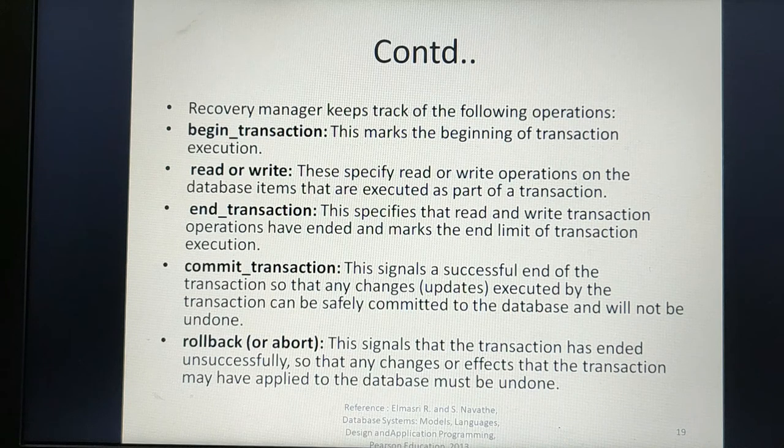Commit transaction: this signals a successful end of the transaction so that any changes executed by the transaction can be safely committed to the database and will not be undone. Rollback or abort: this signals that the transaction has ended unsuccessfully, so that any changes or effects that the transaction may have applied to the database must be undone.